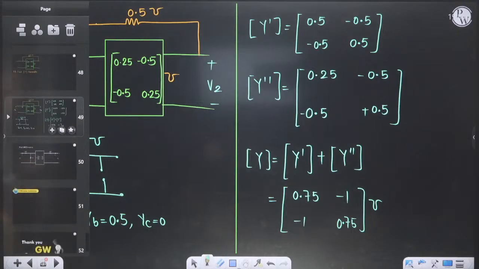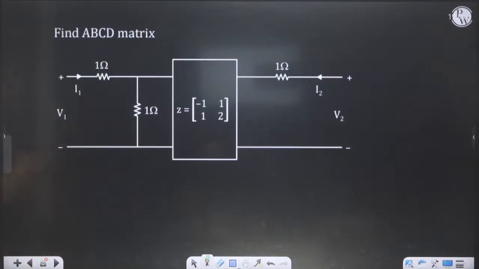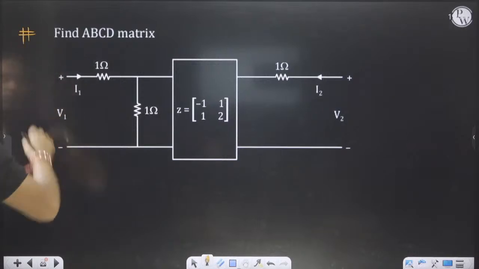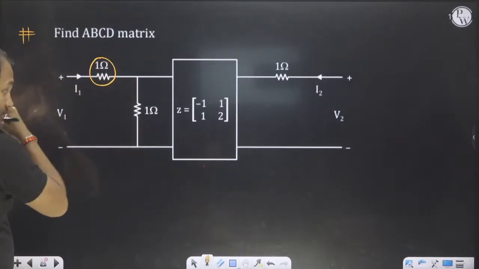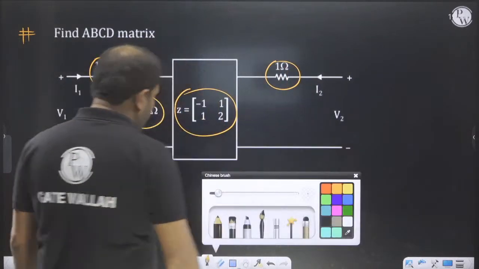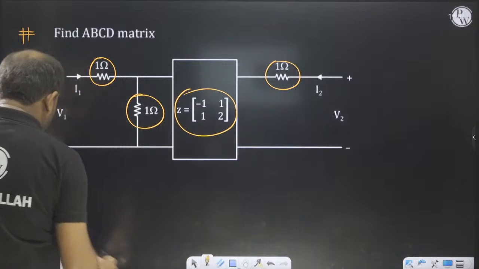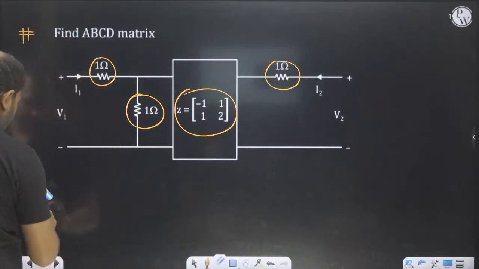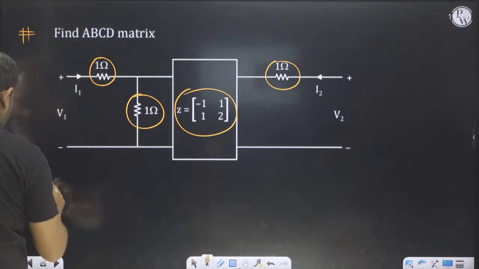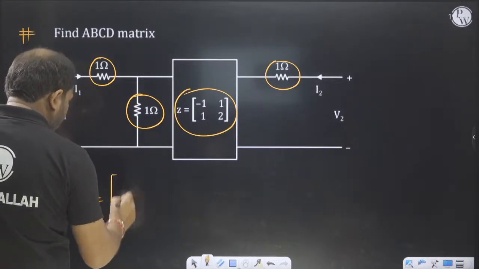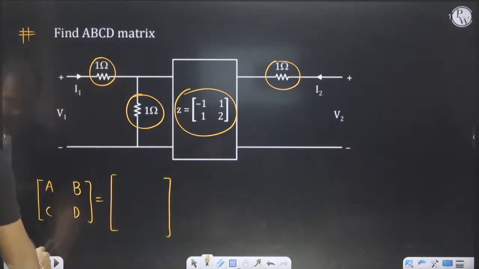Then we have the ABCD matrix they are asking for. For this ABCD matrix, if you know the ABCD matrix for series, for shunt, and for Z parameter, you can calculate very easily. In the GATE exam they will ask like this.